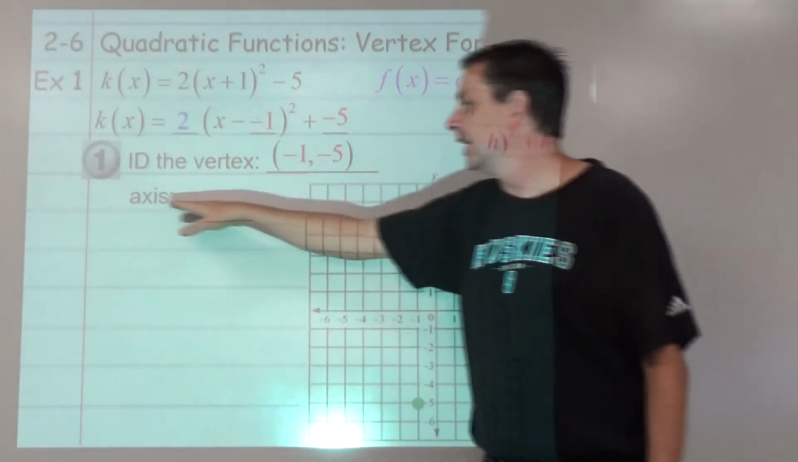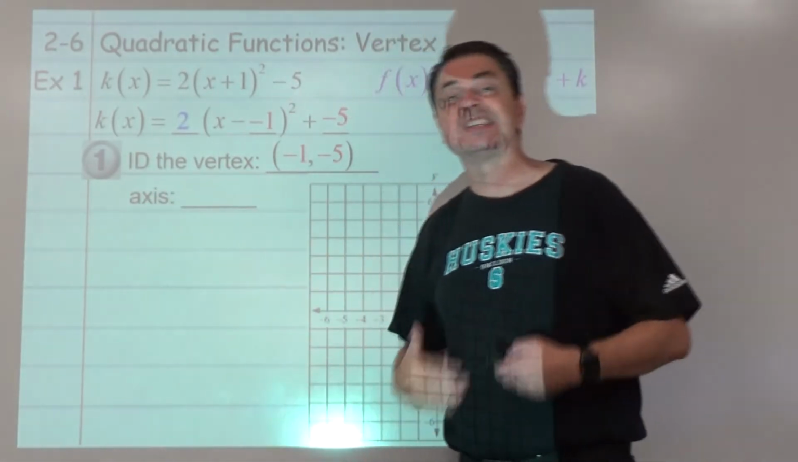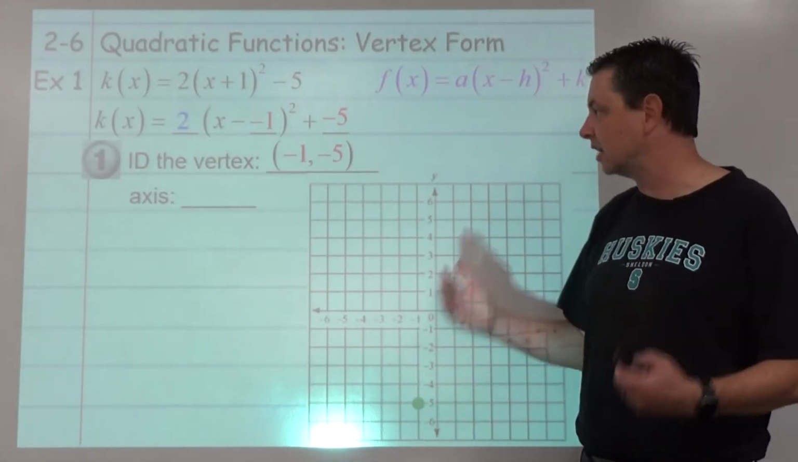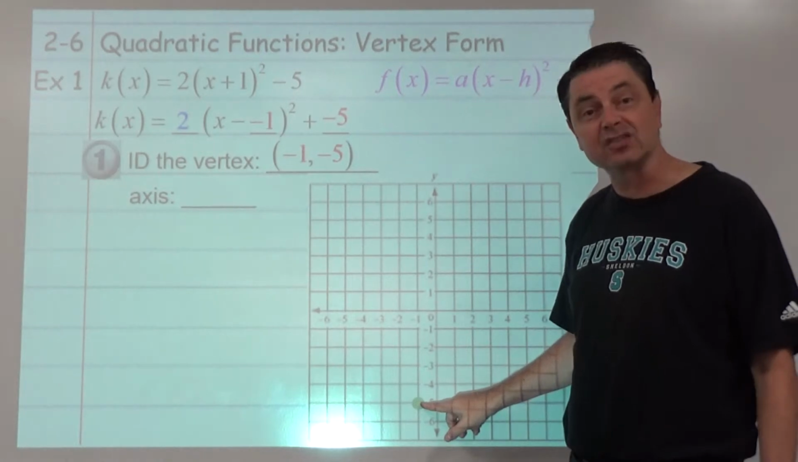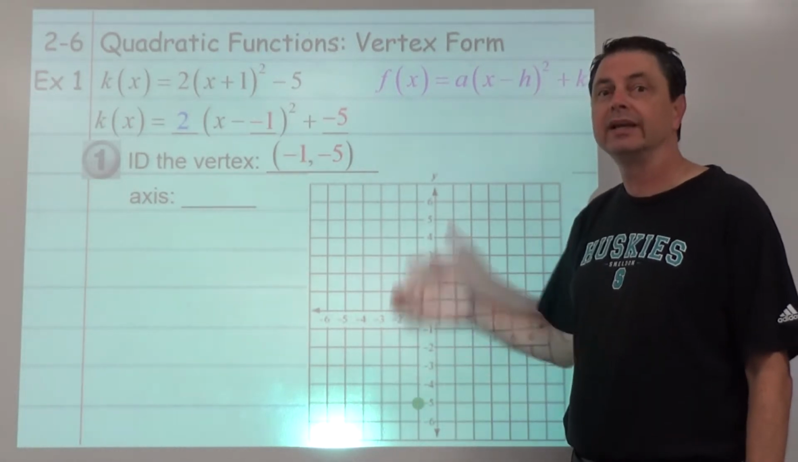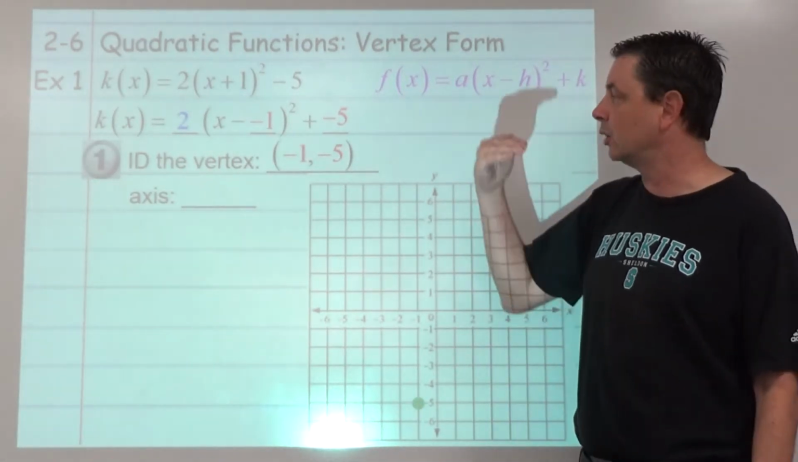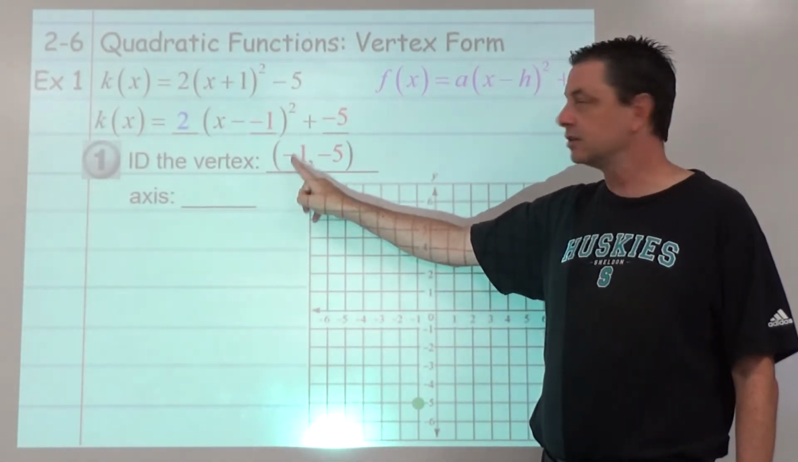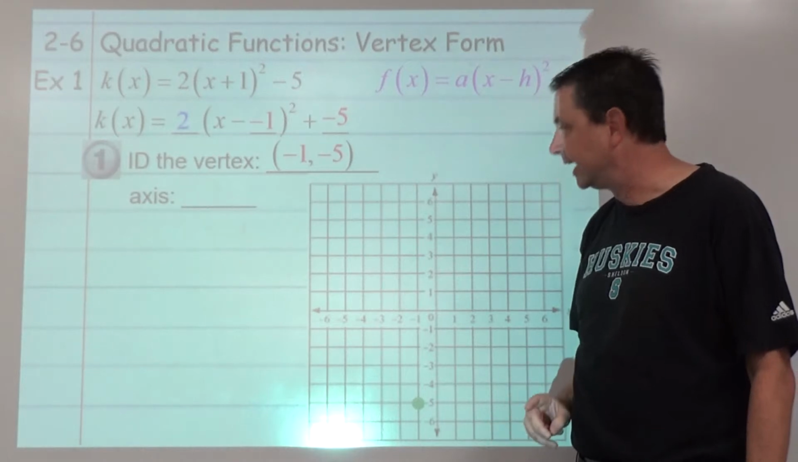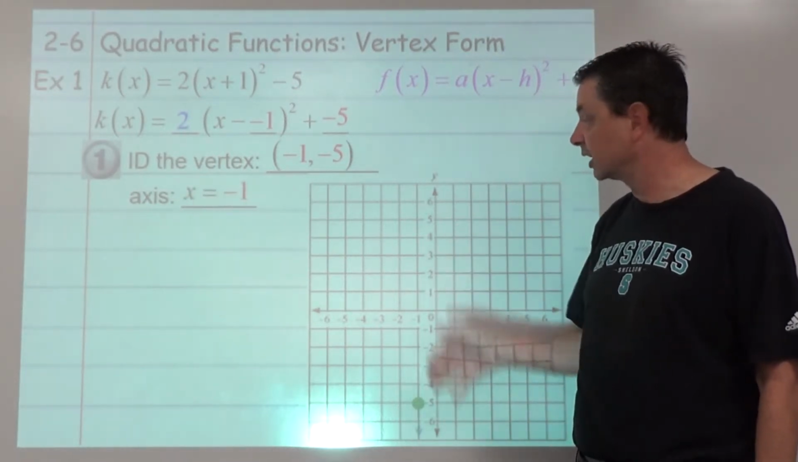All right, let's write the axis. And what we really mean is the equation of the axis of symmetry that would go vertically and pass right through that point. It's always a vertical line. It's always x equals, and there's our x. So it's x equals negative 1. We can draw that.